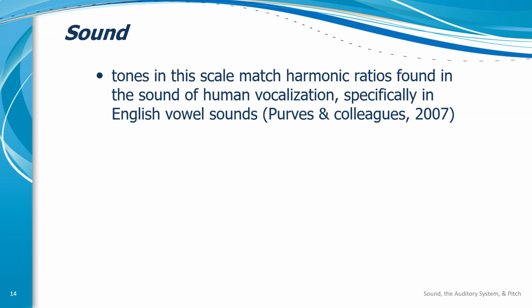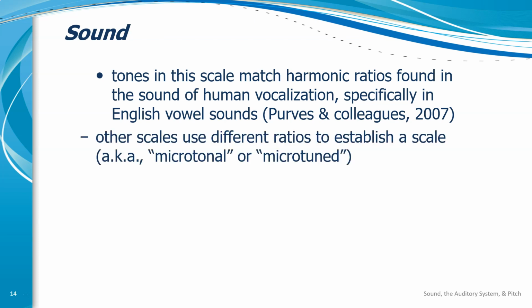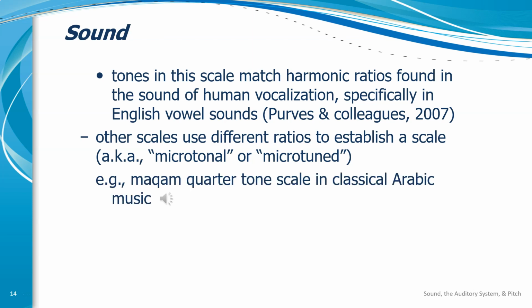Now, this is only one way of taking the spectrum of frequencies and dividing them and placing them into different notes. It's not necessarily the right way. It might be the way that a lot of us have had most of our experience with music. But there are other scales that use different ratios. They're called microtonal or microtuned. My synthesizer, for example, can actually be programmed with some of these different scales. They might not be super common. You might not have heard these before. So let me play you a little brief piece of music from some classical Arabic music.